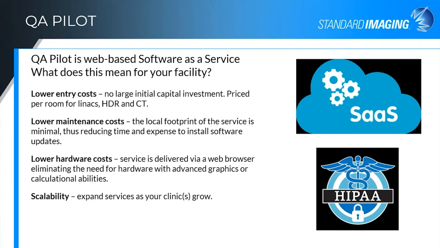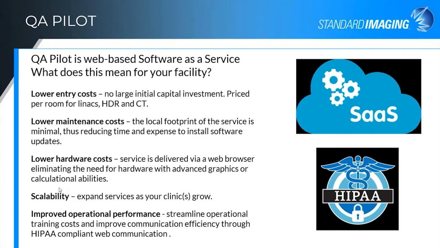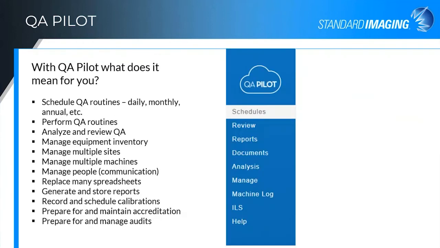So if you're starting as a single Linac center, but you grow to add an additional Linac, at that point you have a point to purchase an additional Linac license. If you are a main hospital with a couple of Linacs and then you join, merge, or acquire another center, you can add those Linacs for that other center. We grow as you do. And we help you with improving your operational performance by streamlining some of this, hopefully streamlining training costs, improving your communication efficiency using a HIPAA-compliant web-based communication. So those are all really important things.